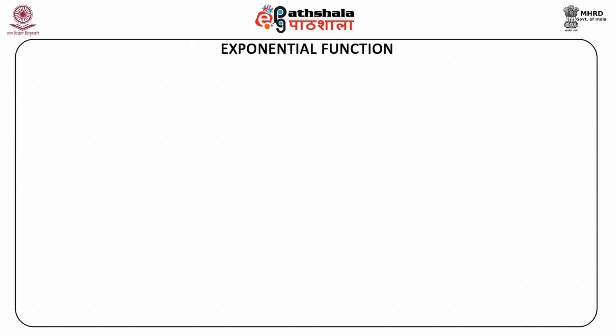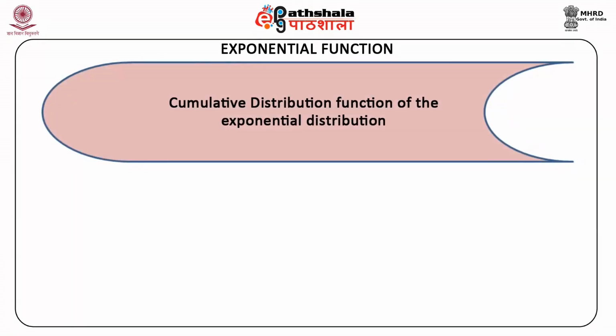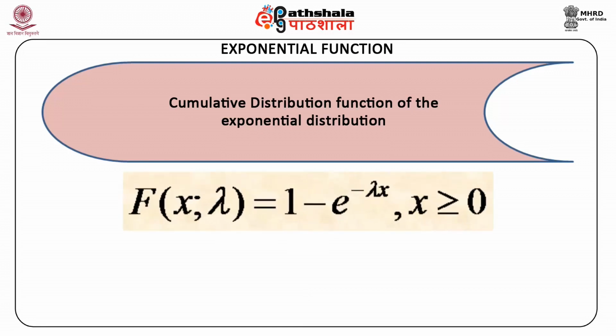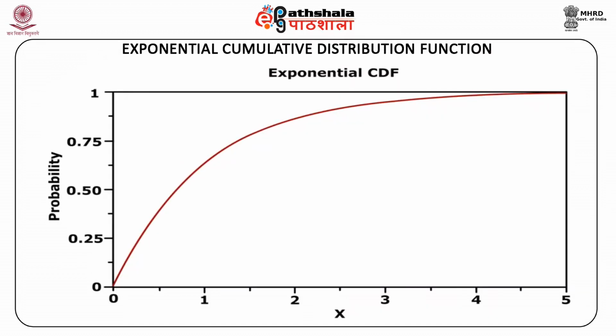The formula for the cumulative distribution function of the exponential distribution is F(x, lambda) = 1 minus e to the power minus lambda x when x is greater than or equal to 0, and this is equal to 0 when x is less than 0. The figure shows the plot of the exponential cumulative distribution function.